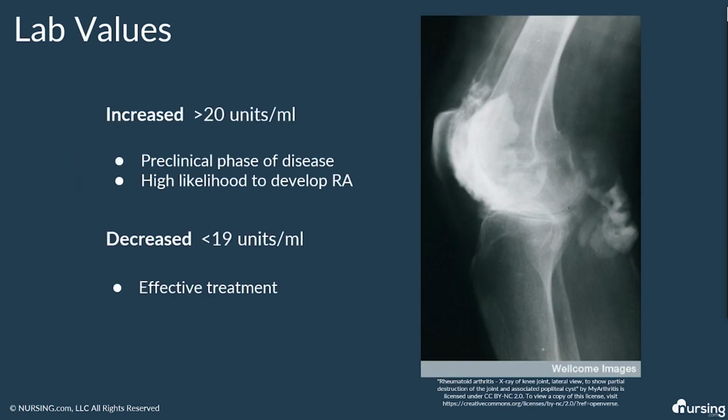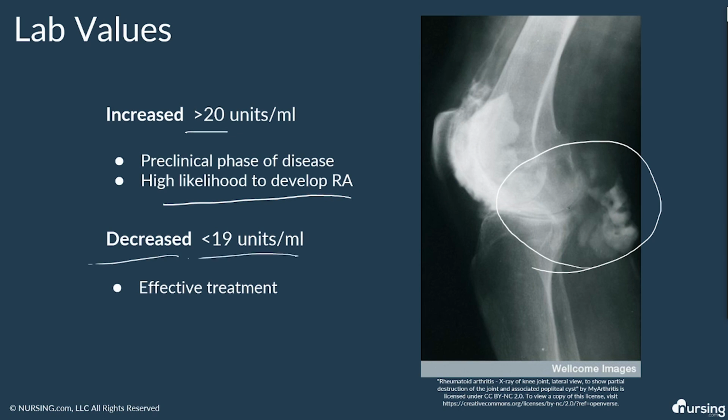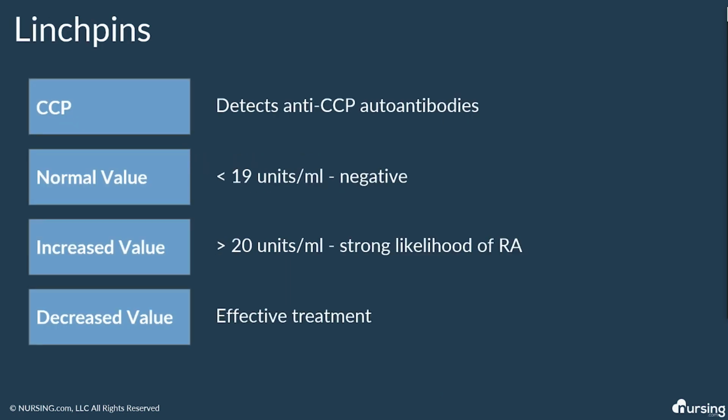When lab values are increased, meaning they're greater than 20 units per mL, this is the preclinical phase of the disease. This is going to tell us that there is a high likelihood that the patient will develop rheumatoid arthritis. Look at all that inflammation in the joint. If it's decreased or below 19 units per mL, that is evaluated in patients and seen as effective treatment for rheumatoid.